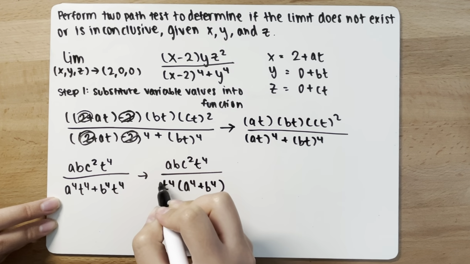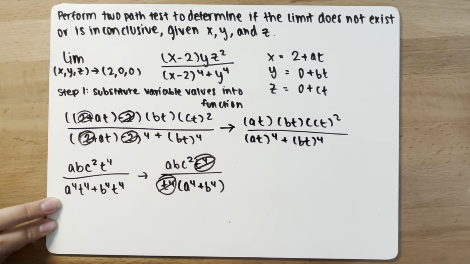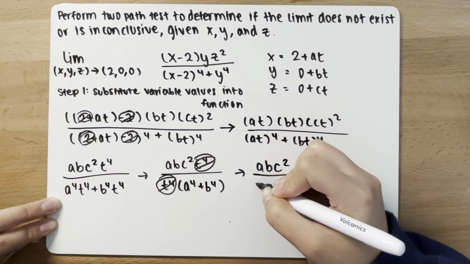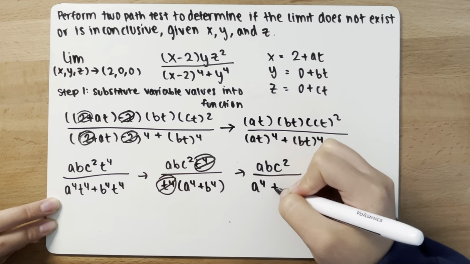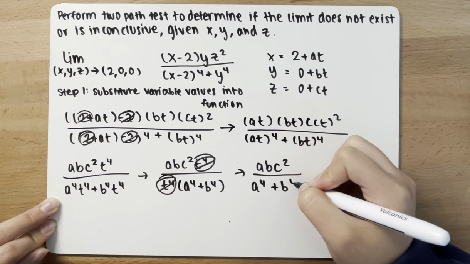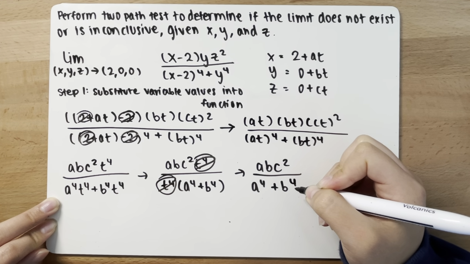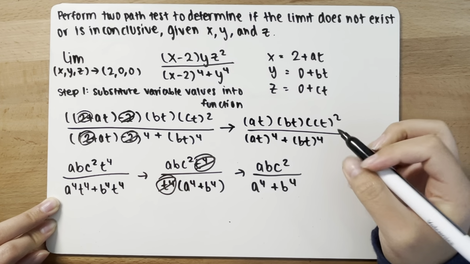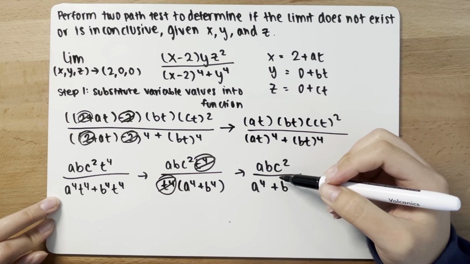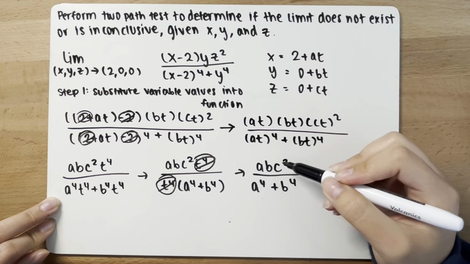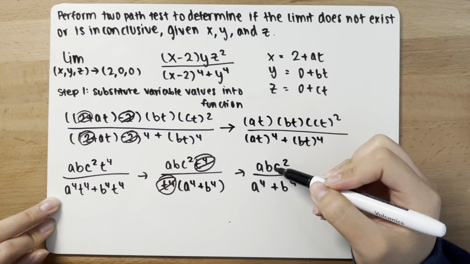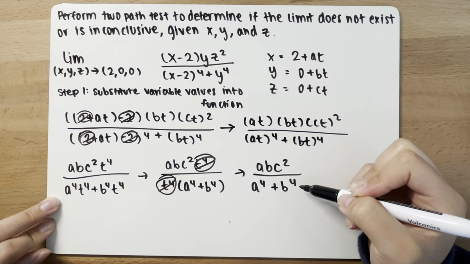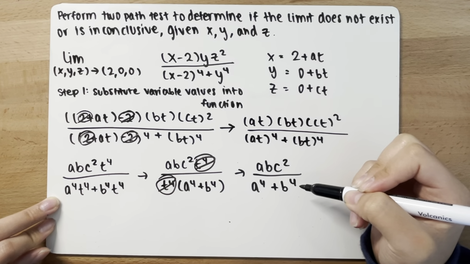And when you do this, you could cancel out t to the 4th power. You are then going to have abc squared over a to the 4th power plus b to the 4th power. And when you look at this, since a and b can be any real number here, abc squared over a to the 4th power plus b to the 4th power will be different for different values.